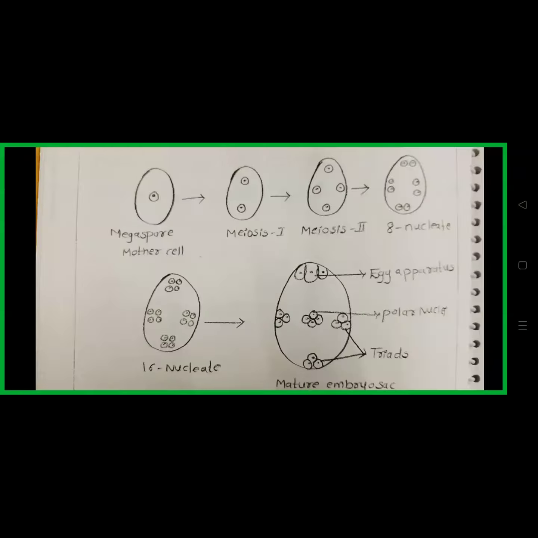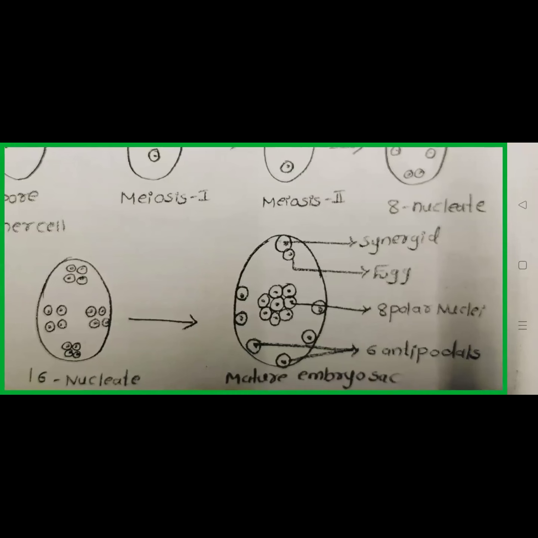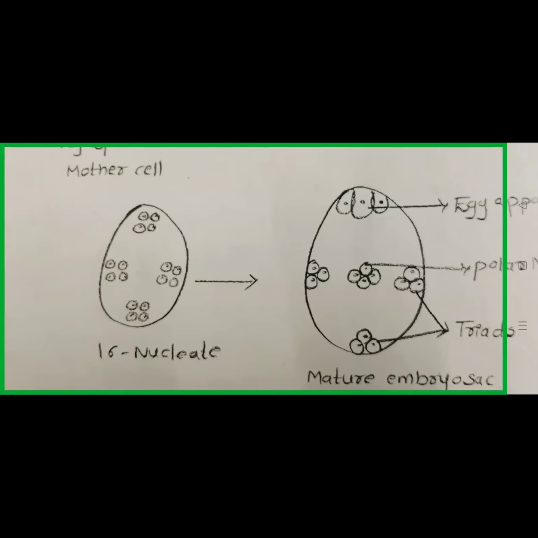But the 4 groups are arranged in a crosswise manner. See here, in Peperomia, 8 polar nuclei are present at the center. From each group, 2 come to the center, giving 8 polar nuclei, 6 antipodals, one synergid, and one egg cell. But in the Pinia type, it is a 4 plus 4 plus 4 plus 4 arrangement of 16 nuclei, and in the mature embryo sac the arrangement is different.